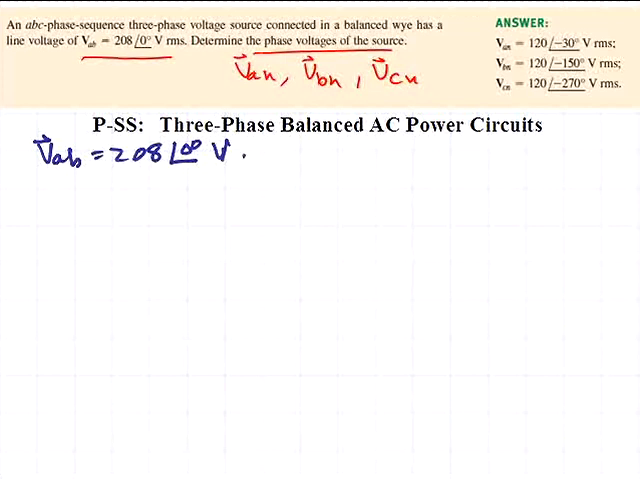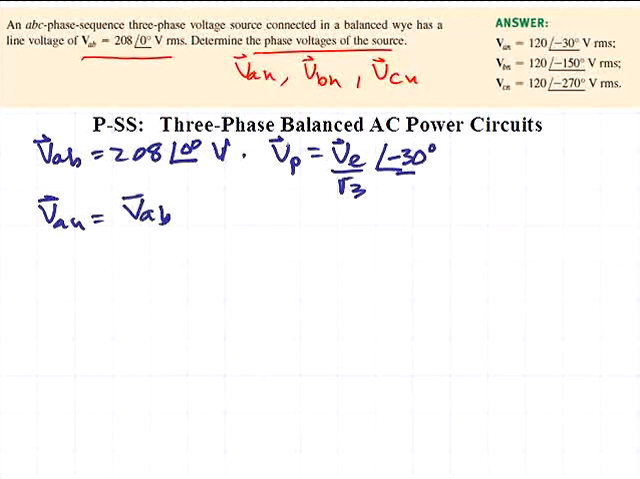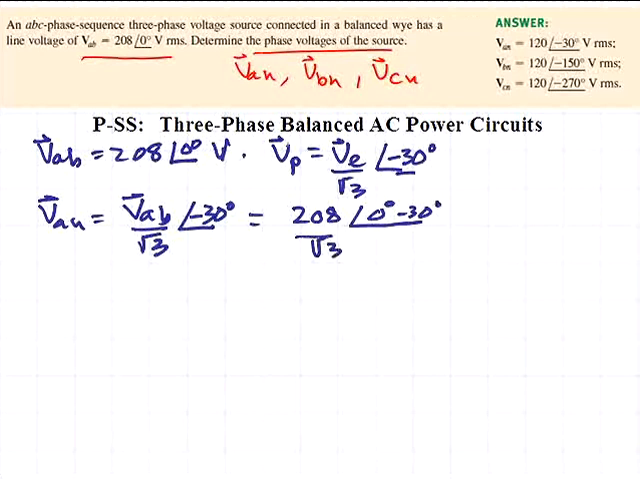The relationship for the phase voltage is that it is equal to the line voltage divided by the square root of 3 and shifted negatively by 30 degrees. So for our current situation, we would have that VAN is equal to the VAB divided by the square root of 3 and shifted by that negative 30 degrees. This would equal 208 volts at an angle of 0 degrees minus 30 degrees divided by the square root of 3, and this is equal to 120 at an angle of minus 30 degrees volts RMS.